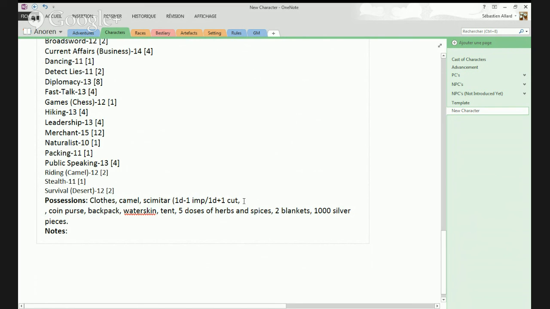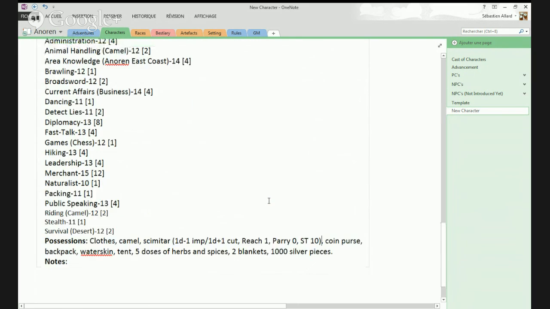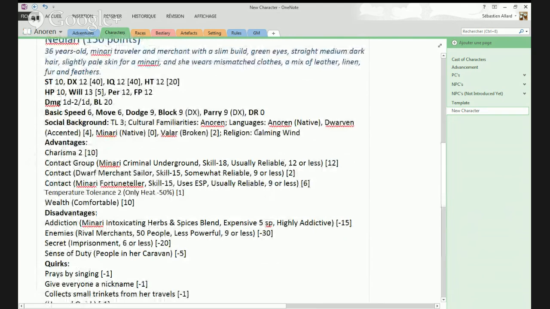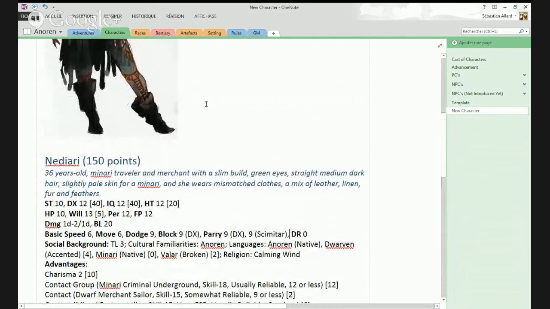I can try to impale a target or cut a target. It has a reach of 1 yard. I can try to attack somebody 1 yard away. My parry is modified by 0. And minimum strength to hold it is 10. So there you go. My skill in broadsword is 12. So I'm gonna add a parry. 12 divided by 2, that's a 6. 6 plus 3, 9. Scimitar. And no damage resistance. There you go. It's a character ready to play.